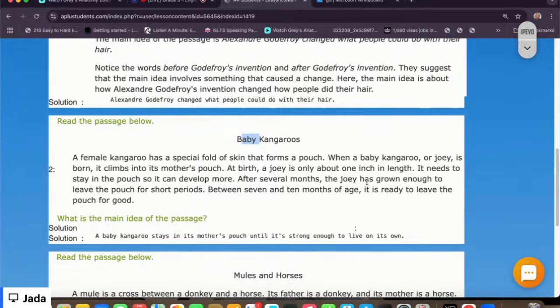After several months, the joey has grown enough to leave the pouch for short periods. Between 7 and 10 months of age, it is ready to leave the pouch for good.